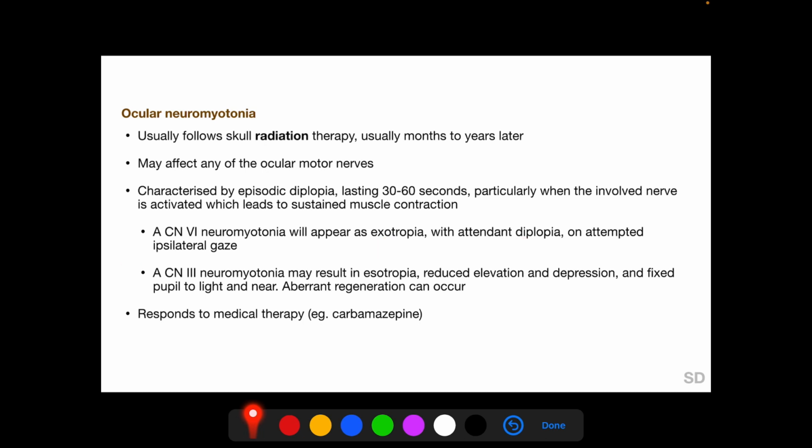And similarly, in a third cranial nerve neuromyotonia, there can be exotropia, reduced elevation and depression, and the pupil not reacting to light or near. Aberrant regeneration can also occur in a third cranial nerve neuromyotonia. Ocular neuromyotonia usually responds to medical therapy such as carbamazepine.